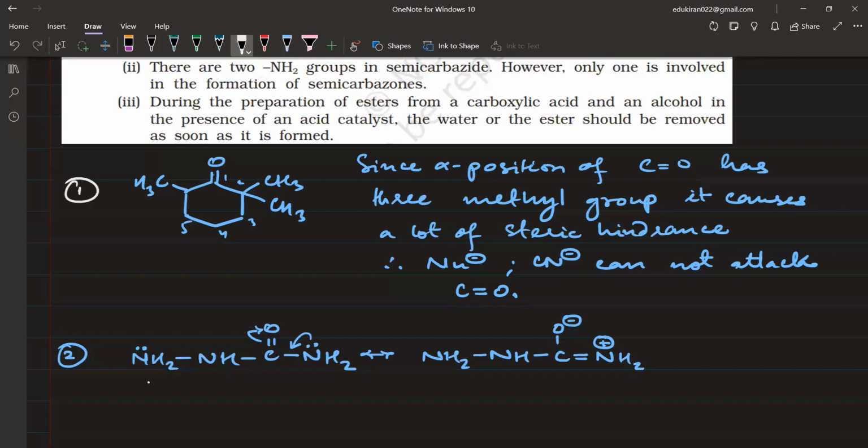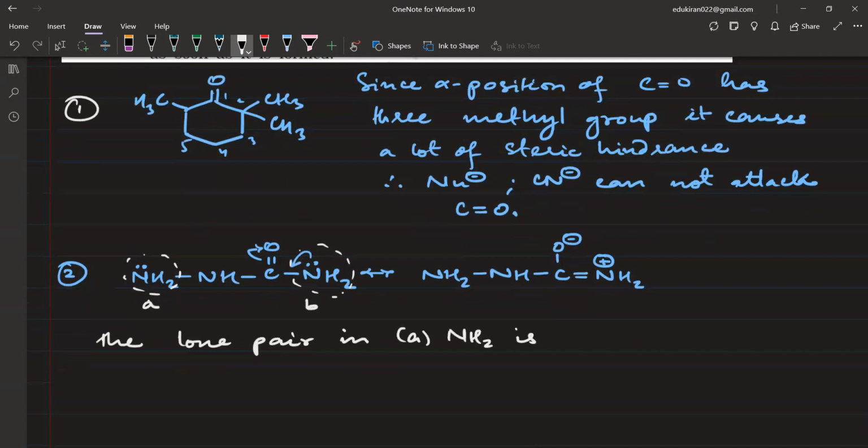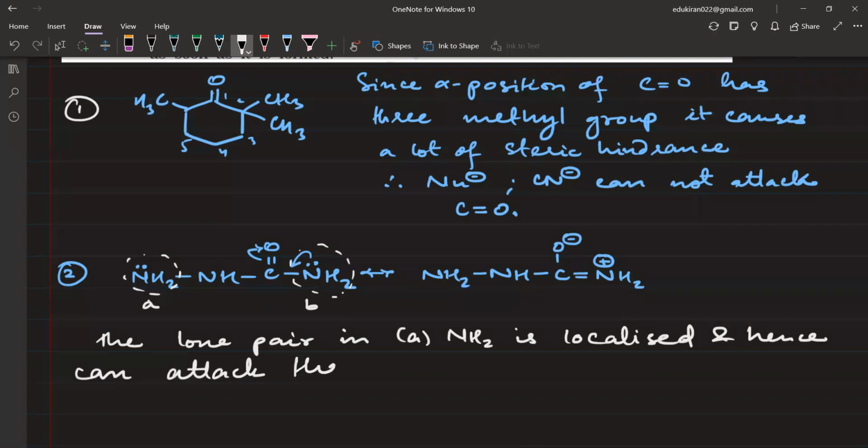आप इसको ऐसे लिखिएगा. This is your ANH2 and this is your BNH2. Okay. So you'll write here the lone pair in ANH2 is localized. ठीक है, वो एक ही जगह इधर-उधर भाग नहीं रहा, is localized and hence can attack the carbonyl group.